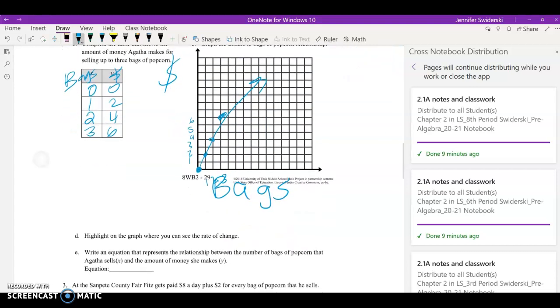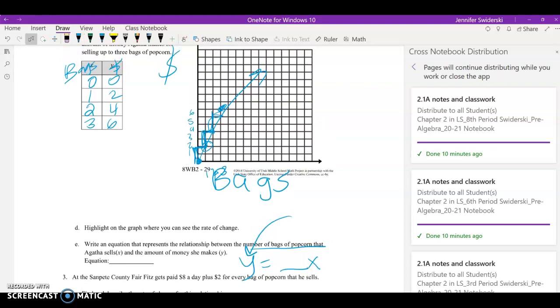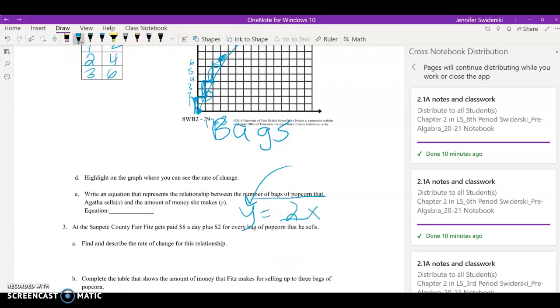Highlight in the graph where you can see the rate of change. Well, right here, for 2 bags, it's 1. So there's my rate of change. Notice how it's still going up at the same amount each time. Write an equation that represents the relationship between the number of bags of popcorn she sells, x, and how much money she makes. Well, what's my rate of change? Each time, to get my amount of money, I take the number of bags she sells and multiply it by 2. So I get y equals 2x.